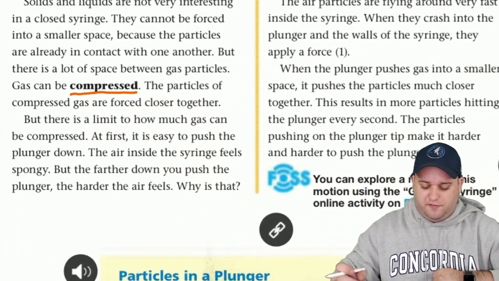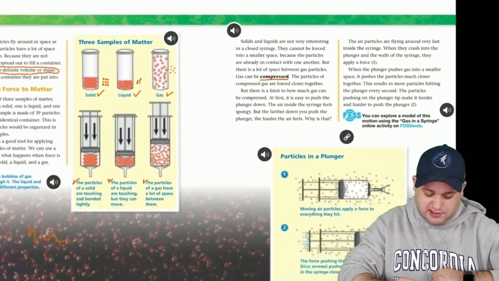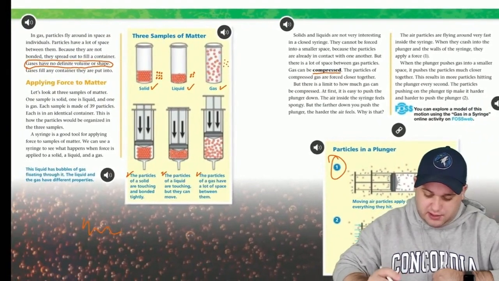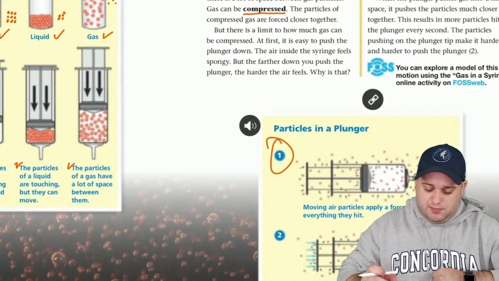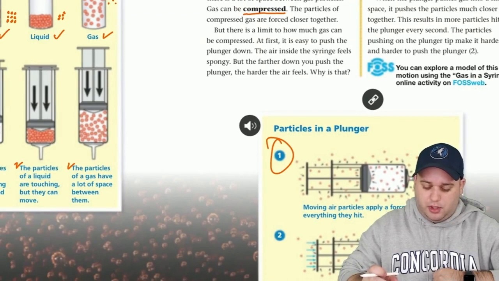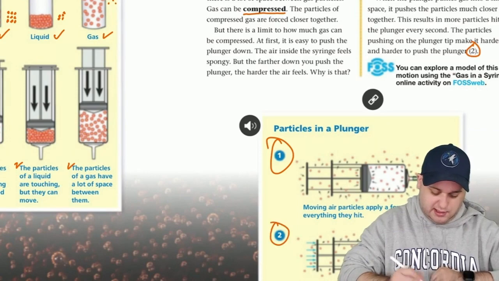The air particles are flying around very fast inside the syringe. When they crash into the plunger and the walls of the syringe, they apply force. Okay, so that's pointing at number 1 down here. When the plunger pushes gas into smaller space, it pushes the particles much closer together. This results in more particles hitting the plunger every second. The particles pushing on the plunger tip make it harder and harder to push the plunger. So you can see that in number 2.